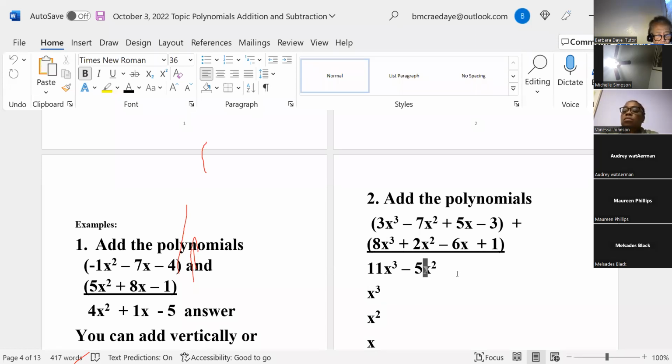Audrey, you okay? So I mean, you can do the next one. Can you see all the polynomials that you're adding? Can you see them? Yes. Okay, so what's a plus 5x and a minus 6x?